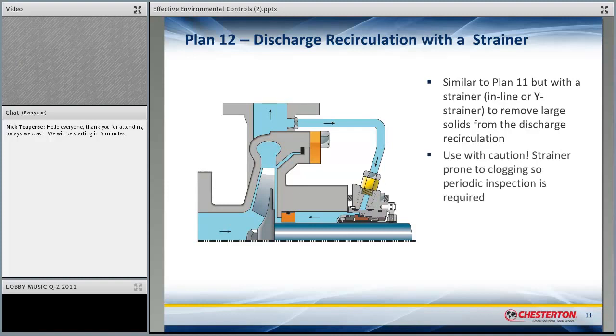But you have to use them with caution. Strainers are prone to clogging, so periodic inspection is required. I've seen this quite often in return-activated sludge and waste-activated sludge applications when there wasn't a clean flush available to them, or they did not want to use a clean flush from an external source. So they used the discharge recirculation and they strained out the solids. But once again, they should be used with caution because the strainers can be clogged. So periodic inspection is required.